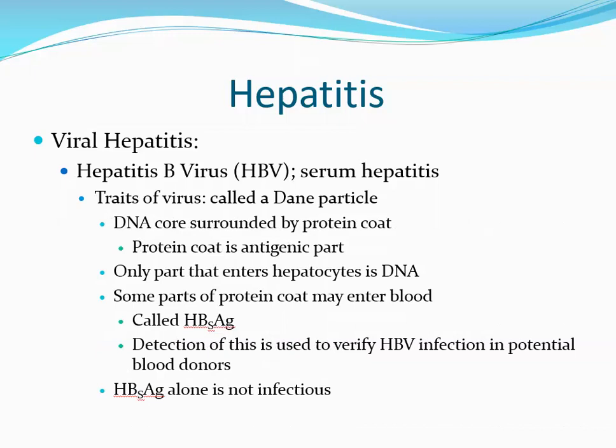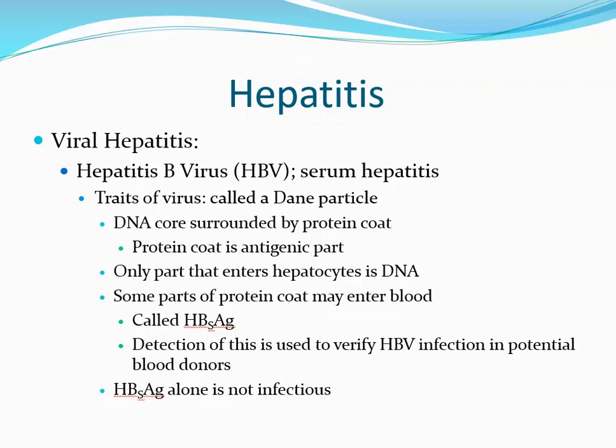The hepatitis B virus is known as a Dane particle. It has a DNA core surrounded by a protein coat. The protein coat acts as the antigenic component. This is what the body recognizes as being foreign, and this is also what allows the virus to recognize and attach to the host cells. The only part of the virus that enters the hepatocytes is the DNA. The infected hepatocytes are then directed by the virus to make new viral DNA as well as protein coat pieces and assemble the virus before they are released.